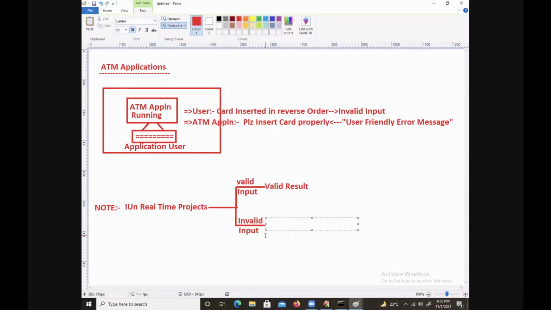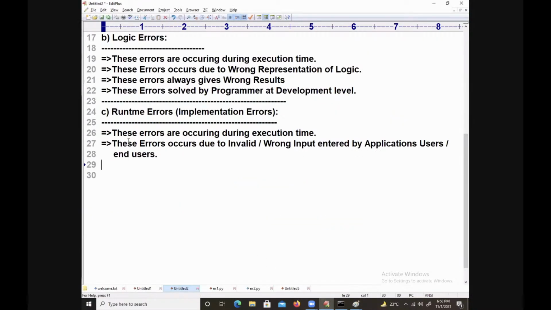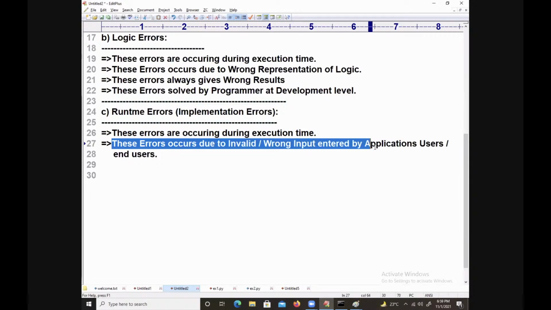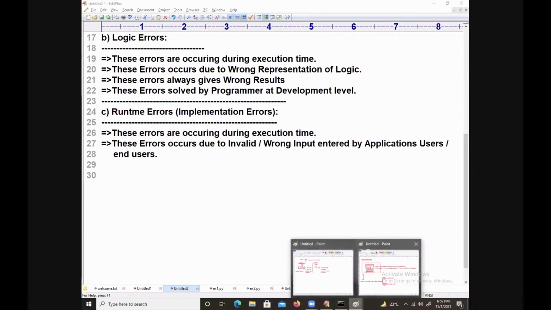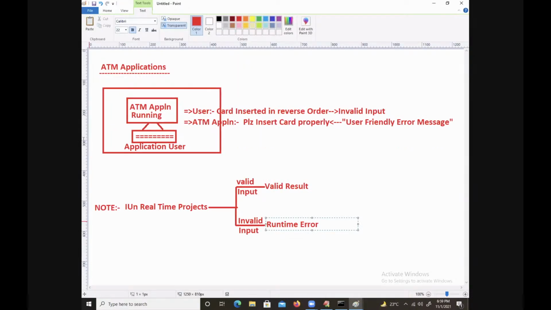Invalid input is given. Generally, what is going to occur? A runtime error will come. Which error will come? A runtime error will come. Just now we learned this concept also. Don't get tense, ma. These errors occur due to invalid input or wrong input entered by the application's end users.